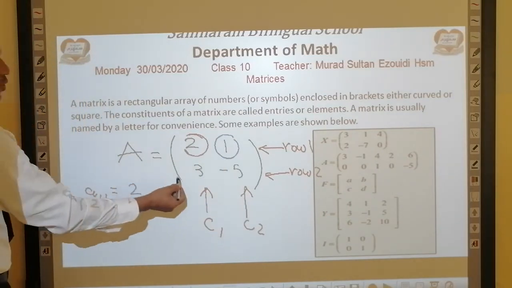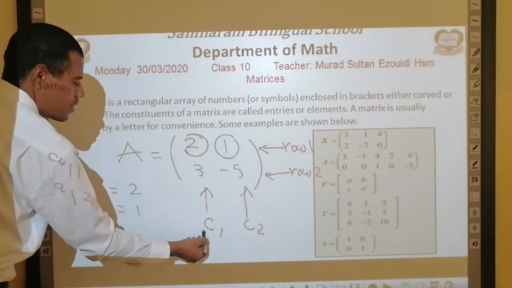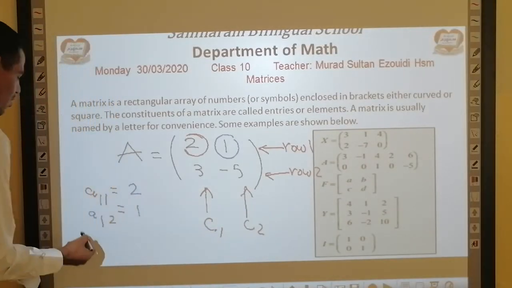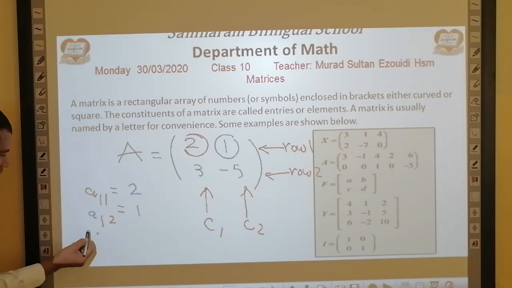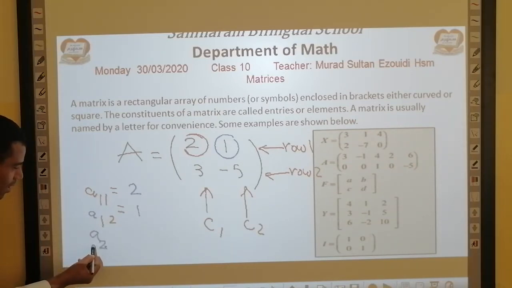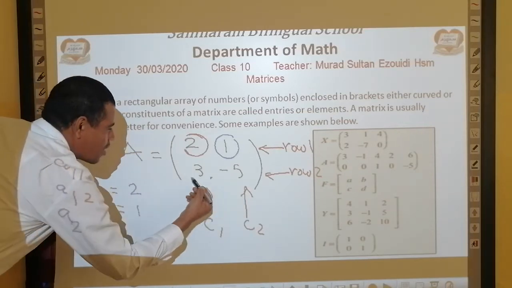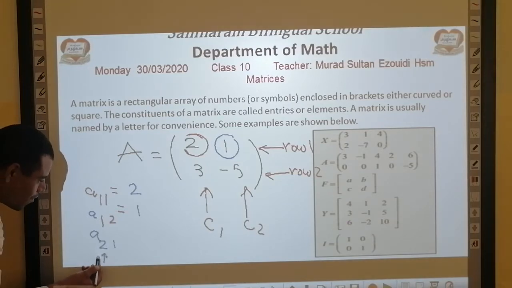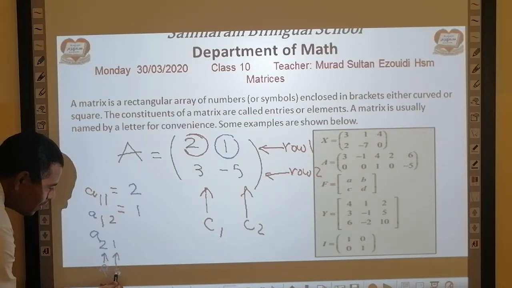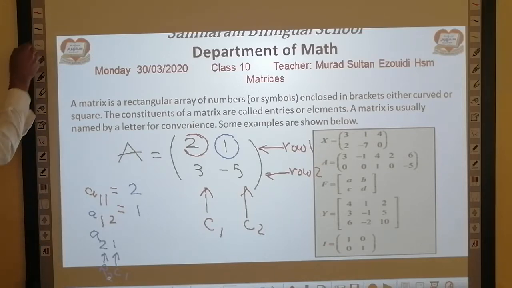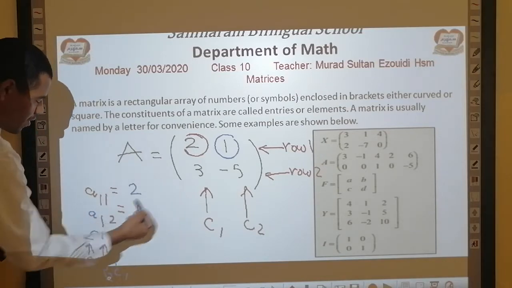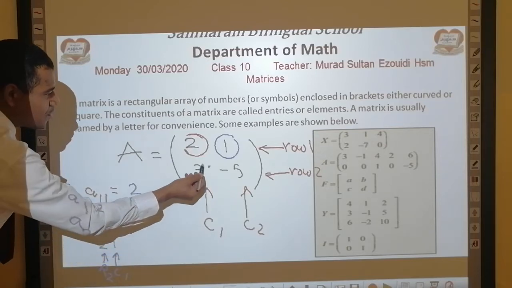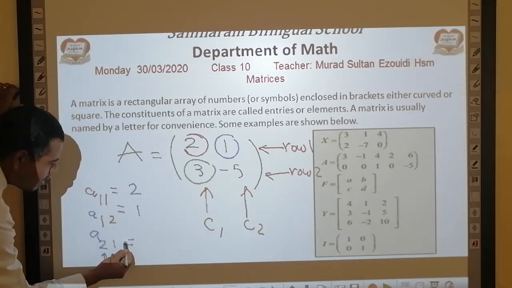Now I will move to the second row, column 1, and second row, column 2. We write A21. What does A21 mean? I will work with the second row: 2 means the second row, and 1 means column number 1. Look here, my kids. What is the value of the second row, first column? The value is 3. I will write 3 here.